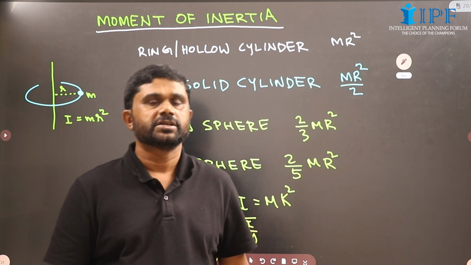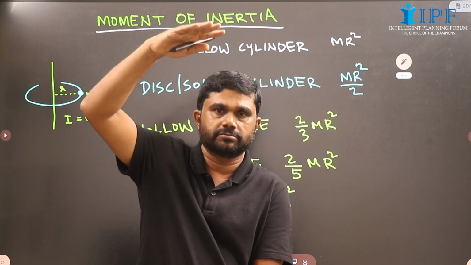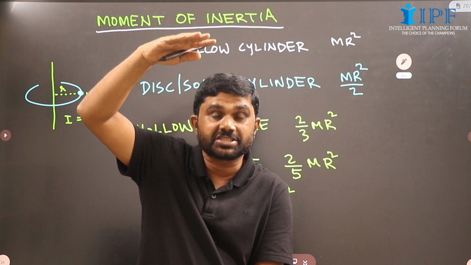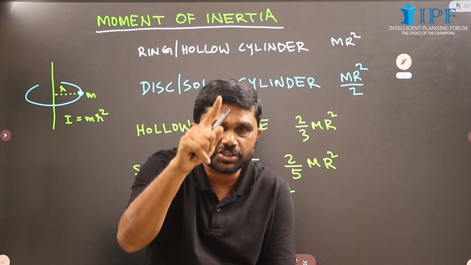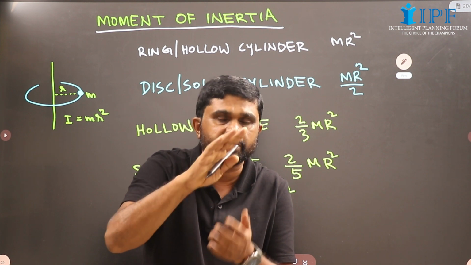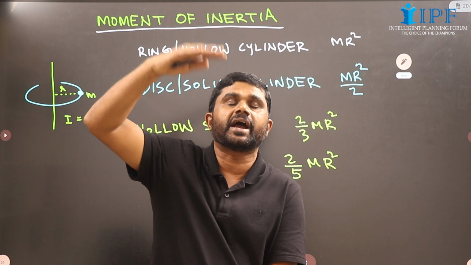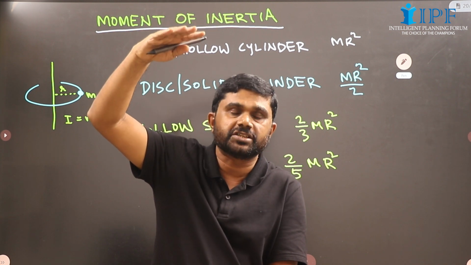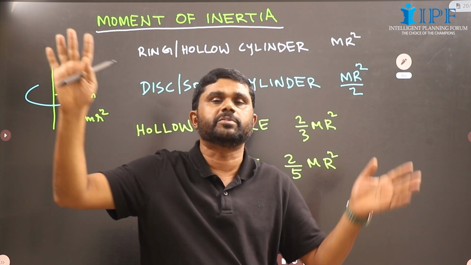One more thing: if you keep a large number of rings one over another, you will get a cylindrical shell, or what people normally call a hollow cylinder. So the moment of inertia of a ring and a hollow cylinder will be the same. If you keep a large number of discs one over another, you will get a solid cylinder. So the moment of inertia of a disc and a solid cylinder will be the same.